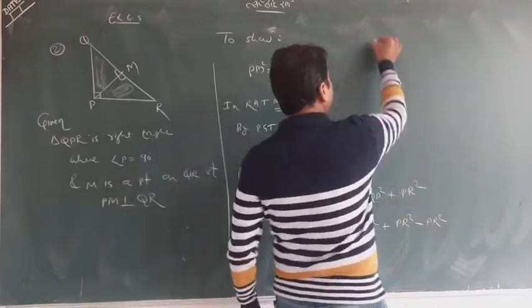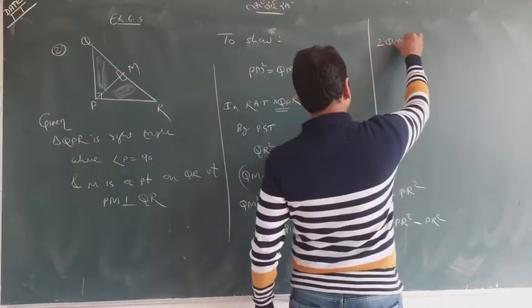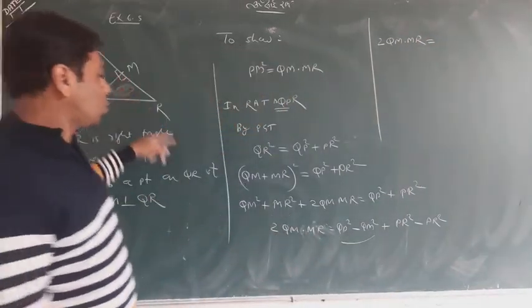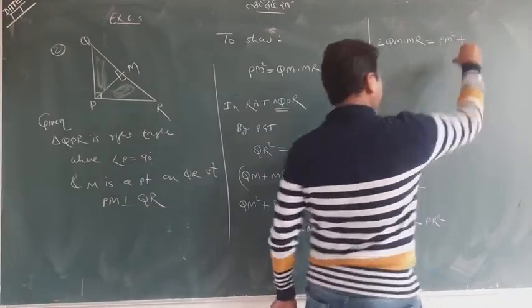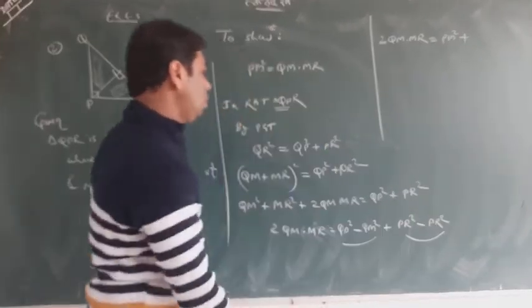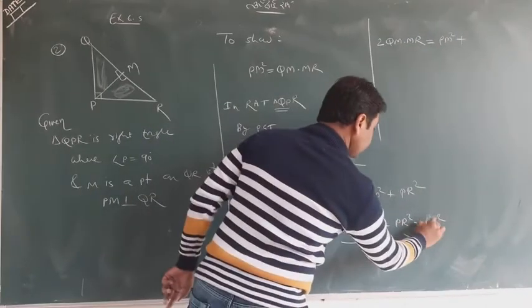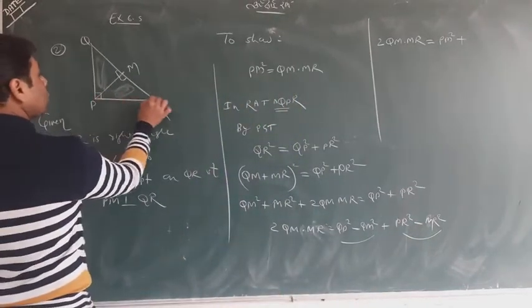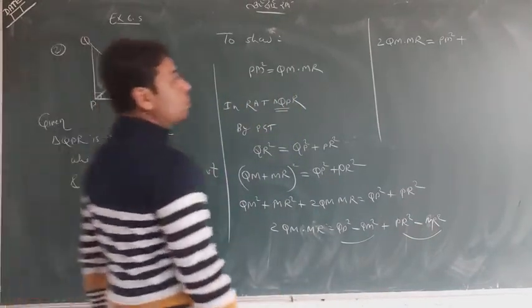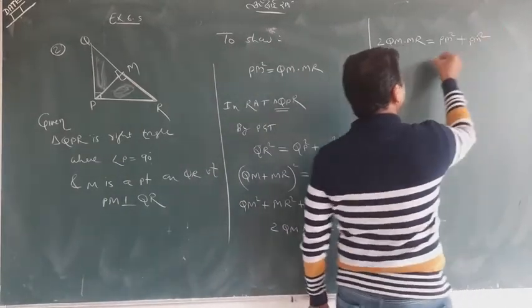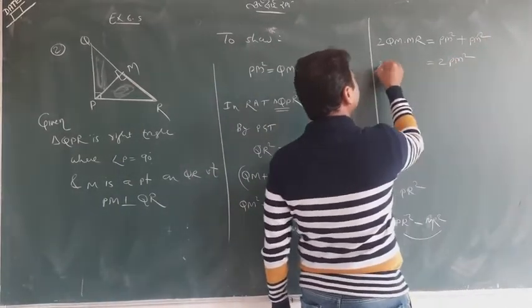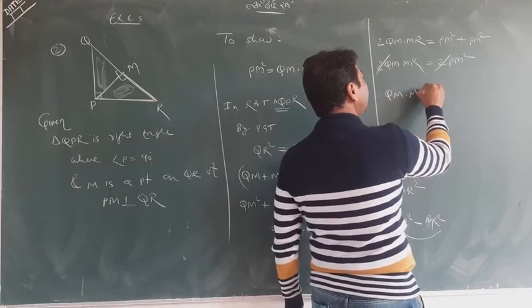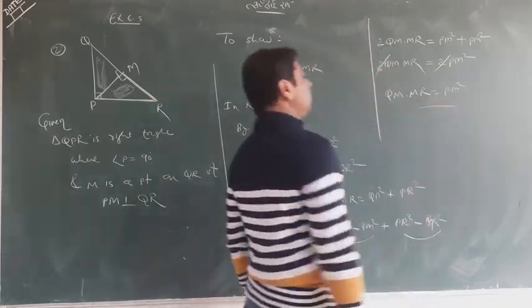So instead of these two, what am I going to use? 2QM into MR equal to, instead of these two, I can write PM square, and PR square minus MR square I should write here. Now read PR square minus MR square. Same. PR square minus MR square equal to again PM square. So write here PM square. So PM square plus PM square is 2QM MR, and cancel and get QM MR equal to PM square. That's the answer.